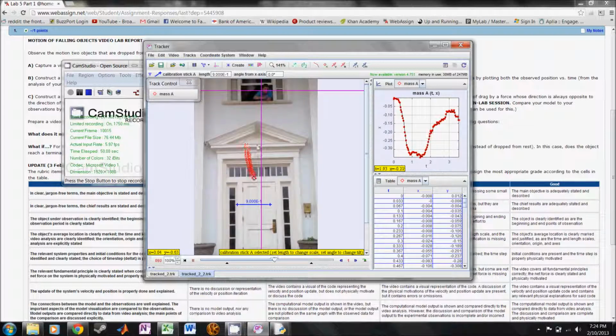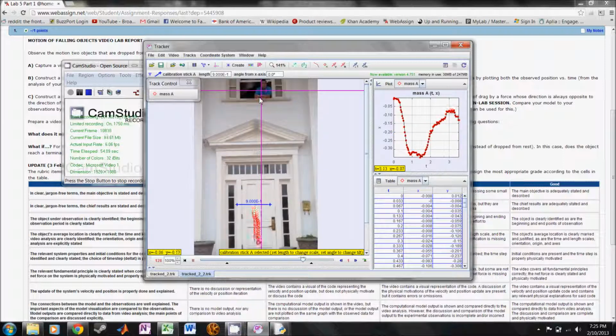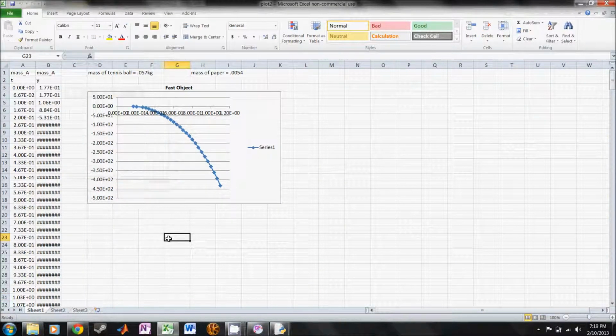We have both of them modeled on the negative y-axis, and we're just going to ignore any change in the x values due to the drifting of the paper or the unevenness of the camera when talking about the tennis ball. Here we have the data and the graphs that we have modeled from the two videos. This is the model of the tennis ball.